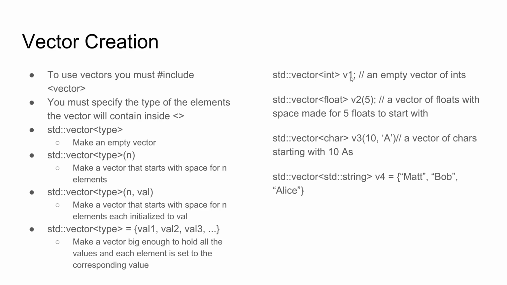So here I can make a vector of ints called v1. I can make a vector of floats called v2. There's space for 5 of them. I can make a vector of characters that's 10 big. They all start as A. And I can make a vector of strings with like Matt, Bob, and Alice as the starting elements. Any questions here?